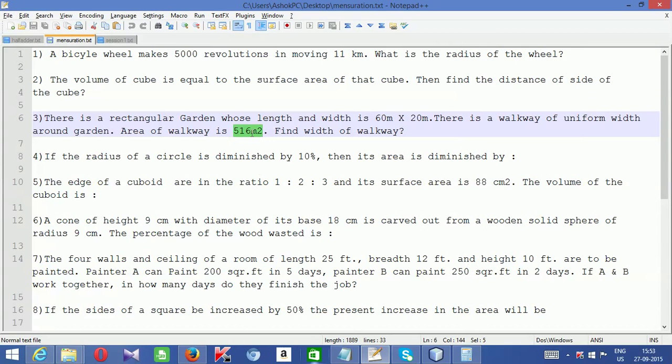So I'll repeat again. The length and width of a rectangular garden is 60 cross 20. There is a walkway of uniform width around the garden. The area of the walkway is 516 meters square. You need to find the width of the walkway.